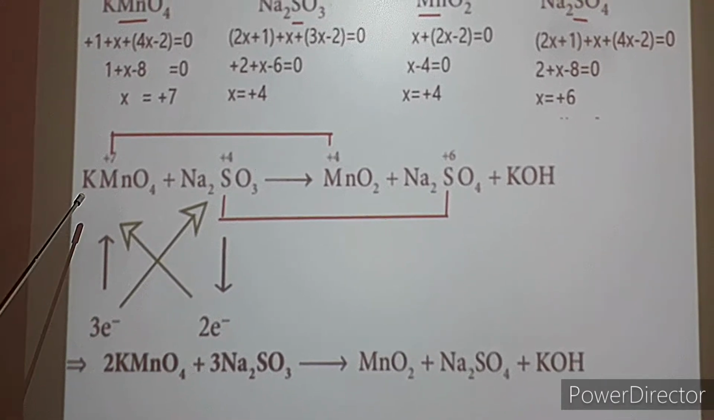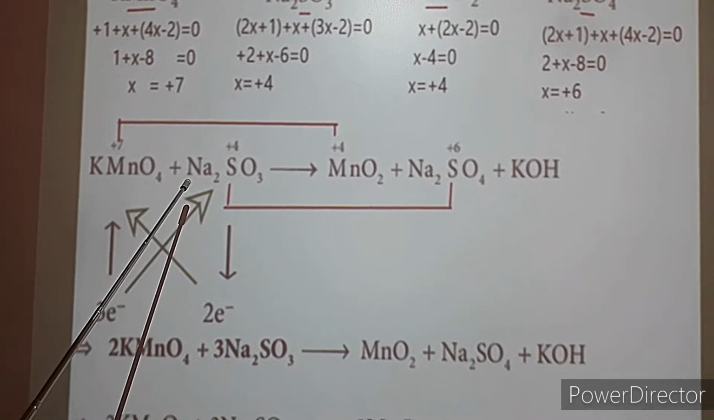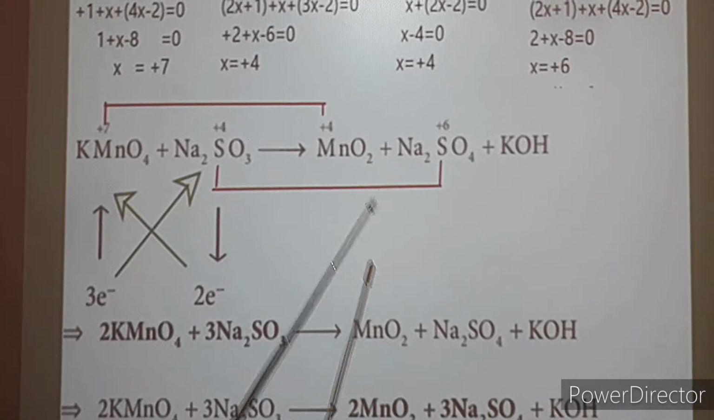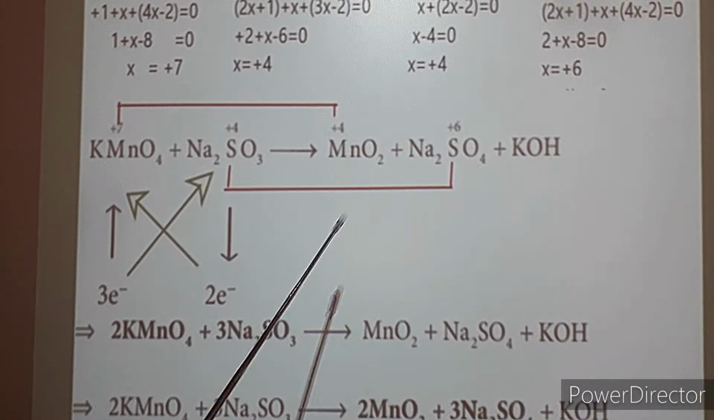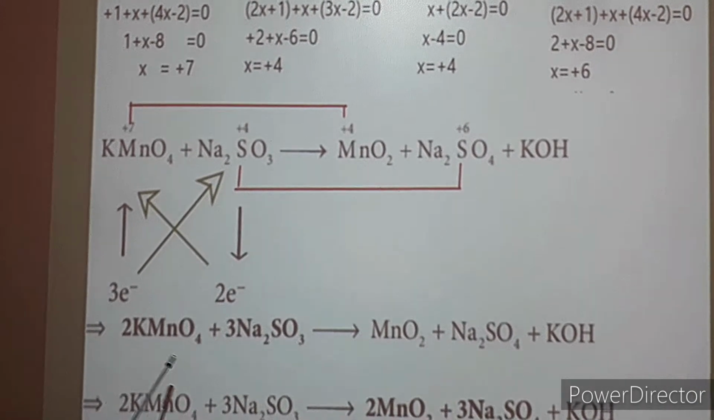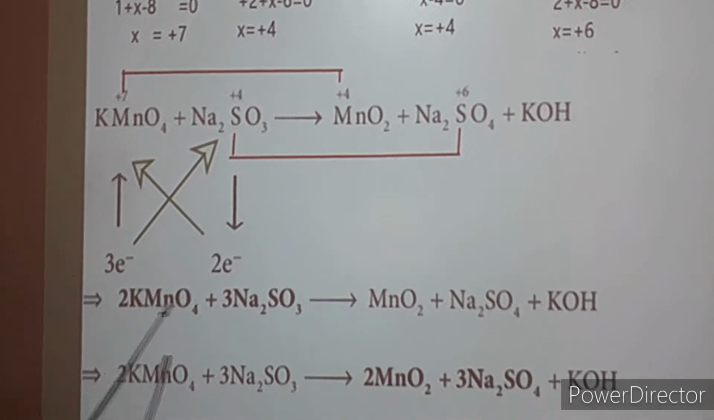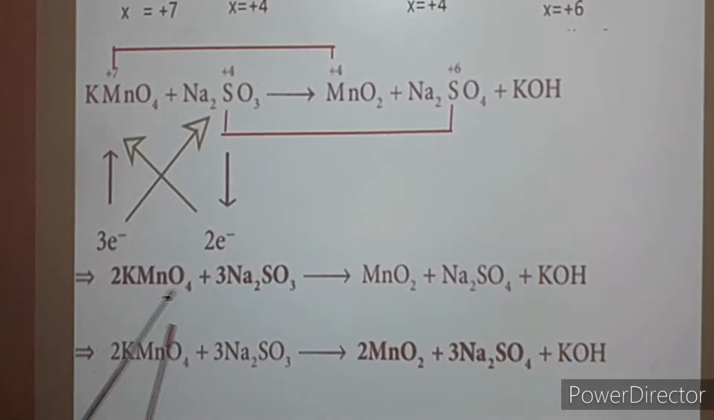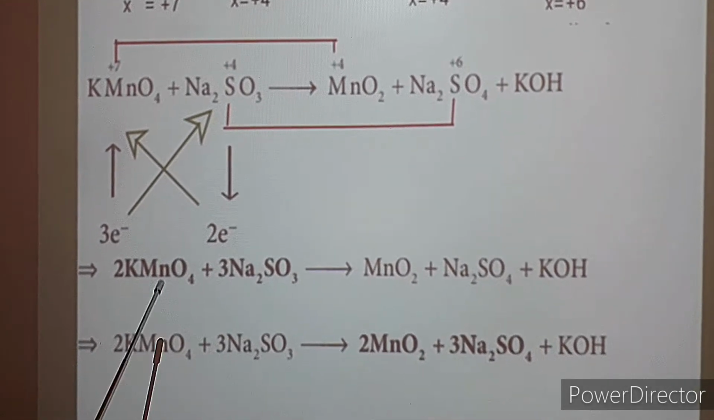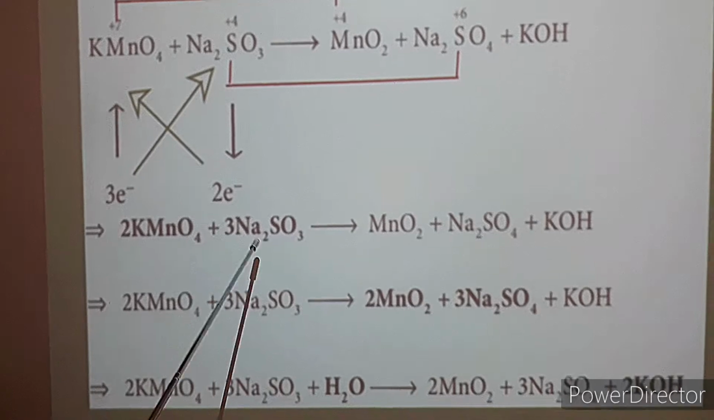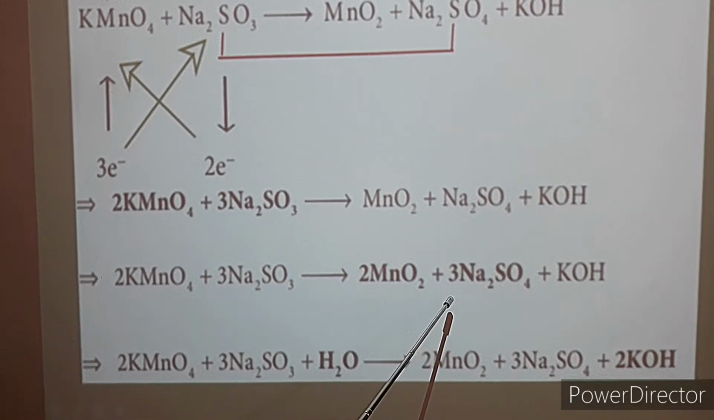This 2 goes to KMnO4 and 3 goes to sodium sulfite. Now we are going to write this equation once again without the oxidation numbers. Just write the equation. Now see how many manganese here? 2 manganese. So put here 2. And how many potassium here? 2 potassium. So put here 2. And how many sodium is present? 3 into 2, 6. So put here 3 also.